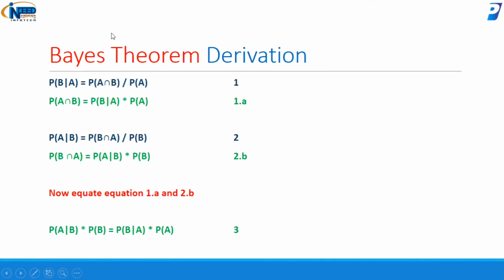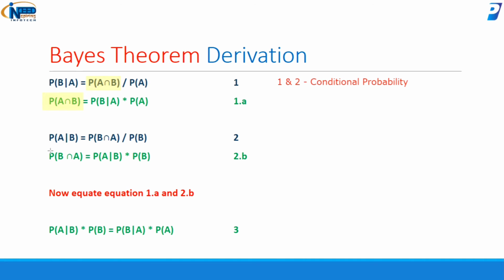In this slide, you can see the derivation from the conditional probability. You can see equation 1 and equation 2; both are nothing but the equations of conditional probability, right? Now, from equation 1, we can derive equation 1.a. What we are doing is bringing probability of A intersection B here, and taking probability of A from the denominator to the right hand side. So this is the equation 1.a we have got.